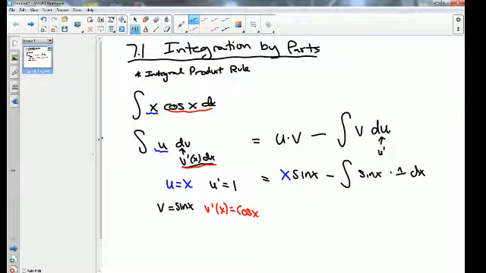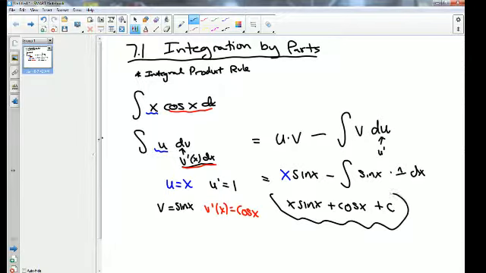So we'll get x sine x. What's the integral of sine? Negative cosine, right? There you go, that's your answer. And if we differentiate that, here's our product rule, it'll come back here. Cool. So again, choosing wisely is the key on this.